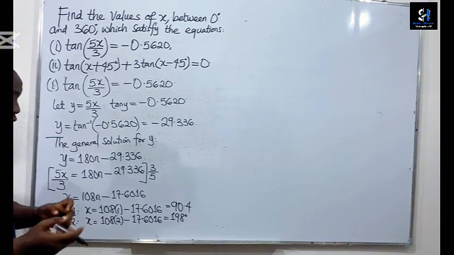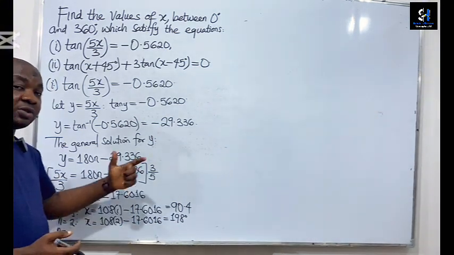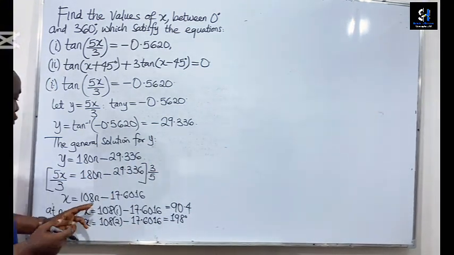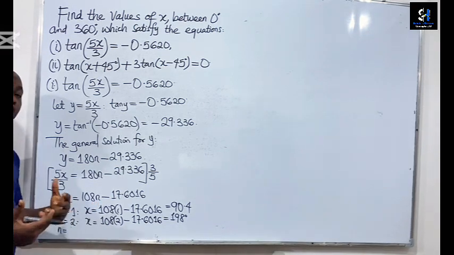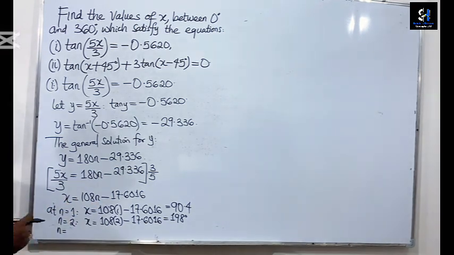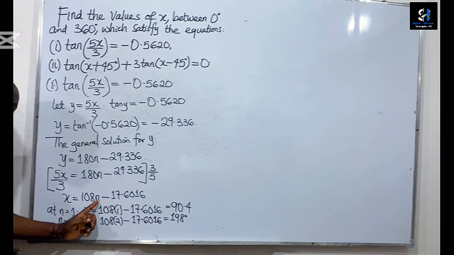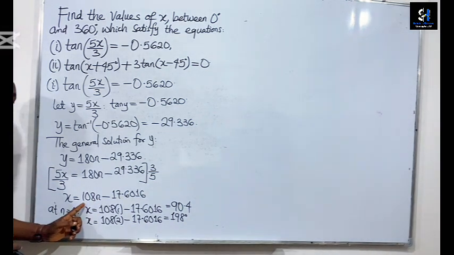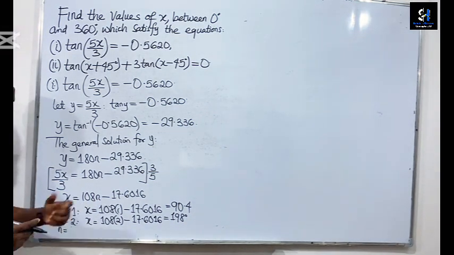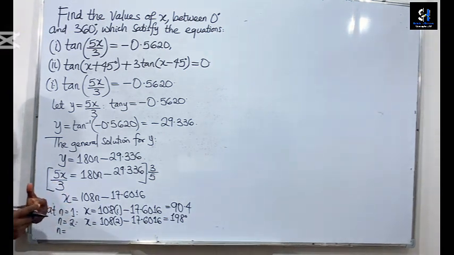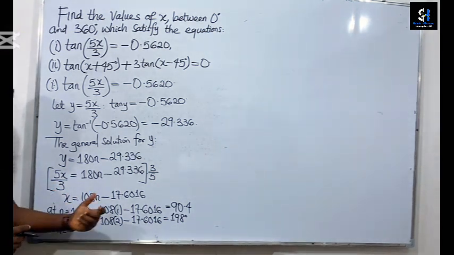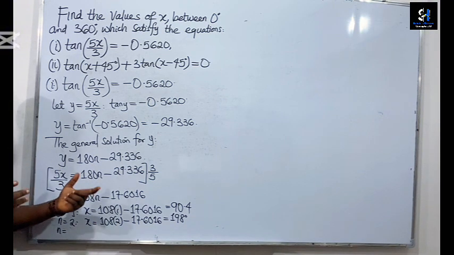Now listen, this is very important. When we consider the value of n equal to 0, it will be outside the range, because if I put 0 here, 0 multiplied by 108 will be 0, and 0 minus 17.6016 will of course be negative and outside the range.